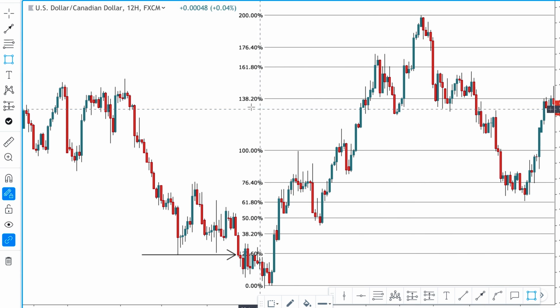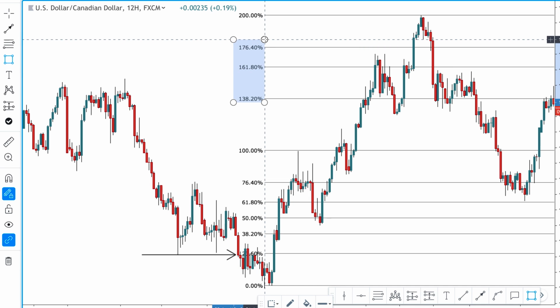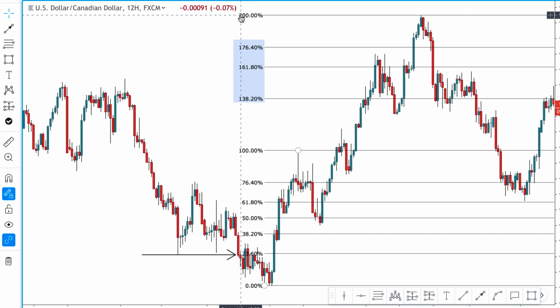With targets, again, you want to use 138.2, 161.8, 176.4, and 200 can be used. It is not as common that the price will reach 200. Well, it did in this case, but usually those are the common target areas. And you can see the price moved into 138 very nicely. It moved to 161, then we had a retracement and 176.